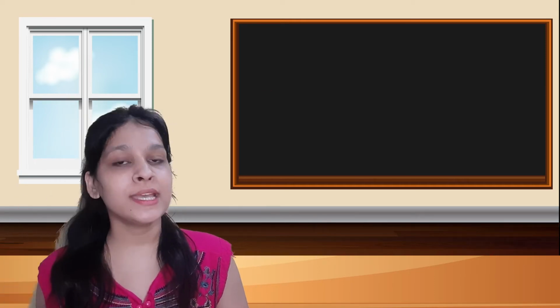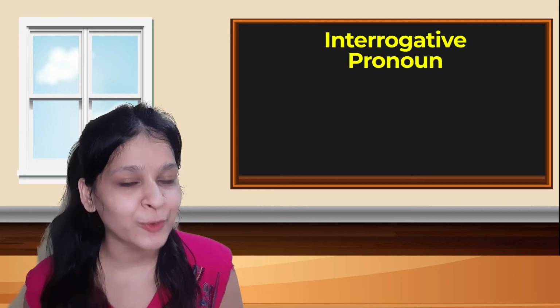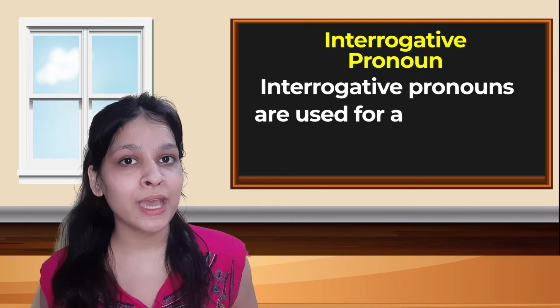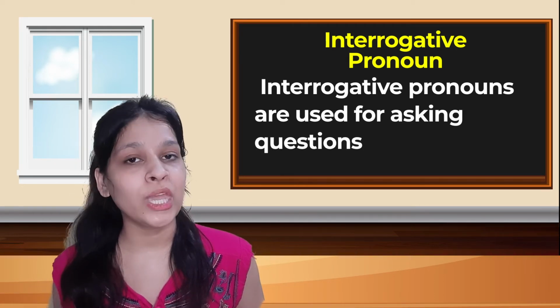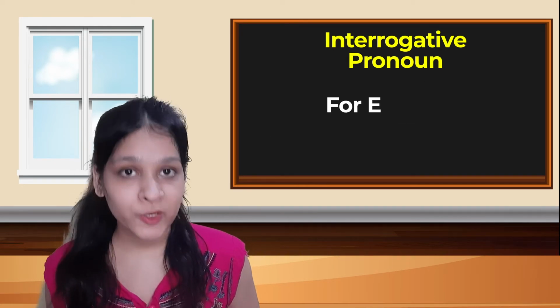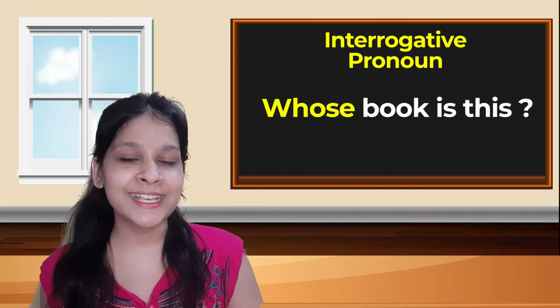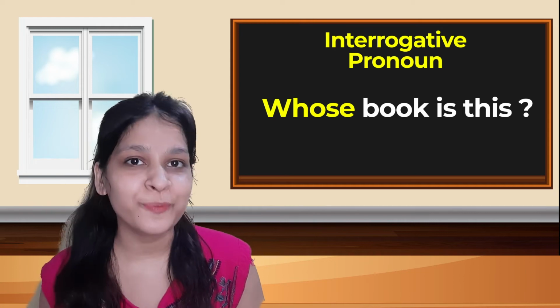Number 2 is interrogative pronoun. Children, interrogative pronouns होते हैं जिसमें भी हम कोई question arise करते हैं, कोई question frame होता है. For example, whose book is this? This is an example of interrogative pronoun.